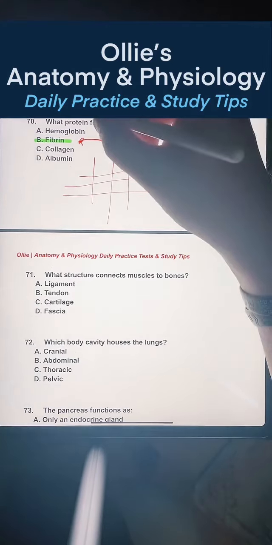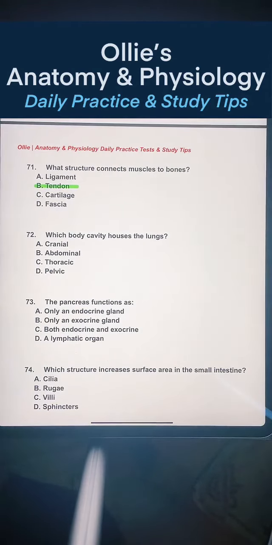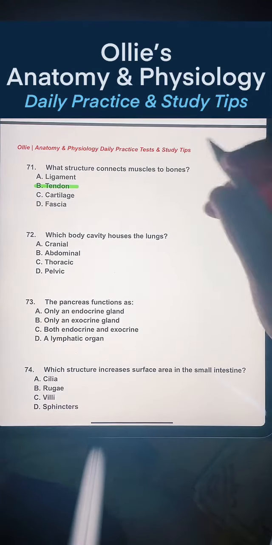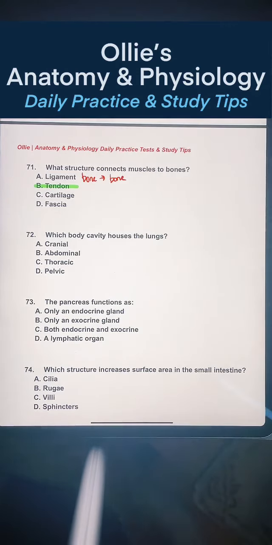Fantastic. It is B. It is a tendon. So ligaments connect bone to bone. Cartilage is going to cushion tissue. Fascia is going to surround muscles, so not connecting to bones.